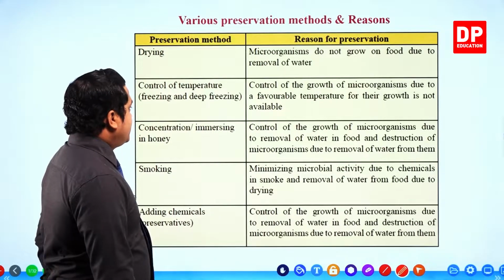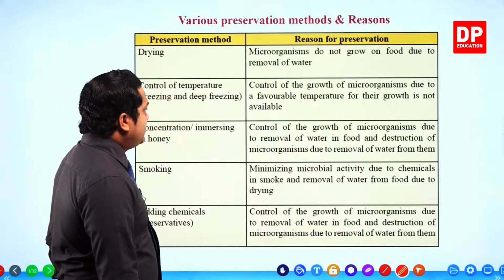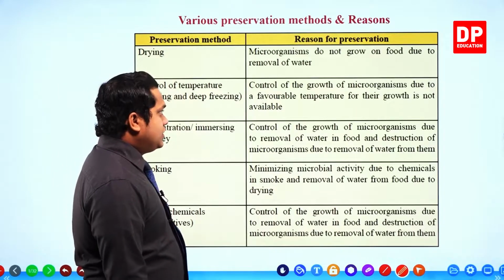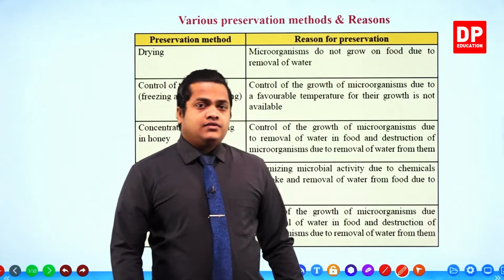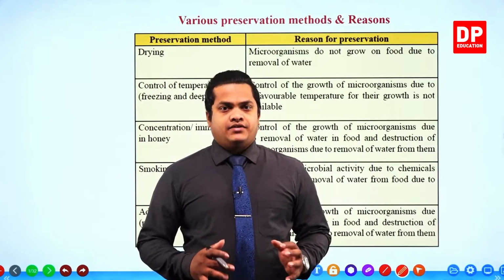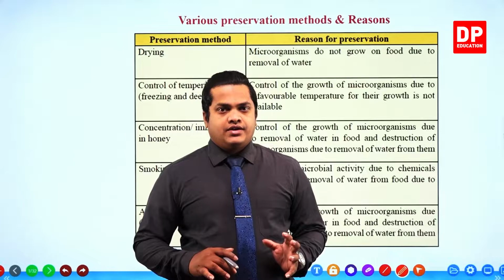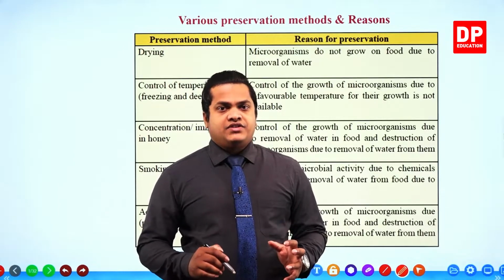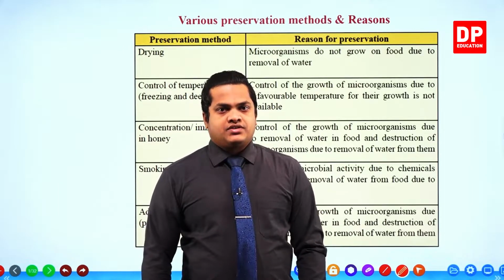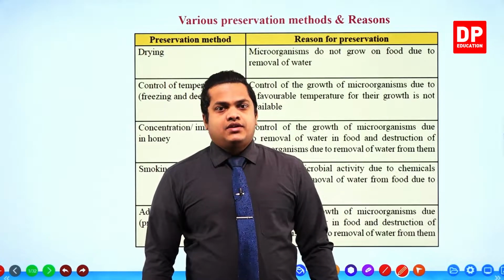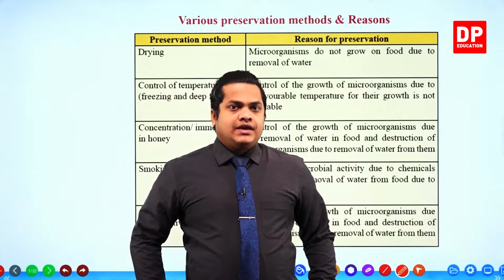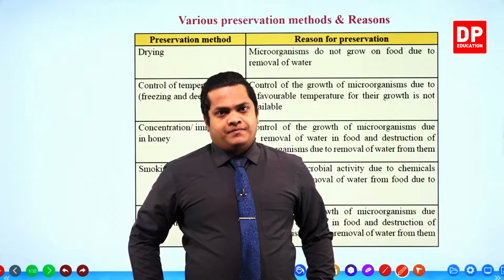Control of temperature, freezing and defreezing. So my dear children, in here we are controlling another factor which is favorable for the growth of microorganisms. This factor is the optimum temperature, or the room temperature.